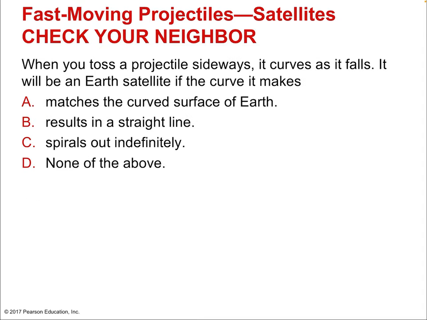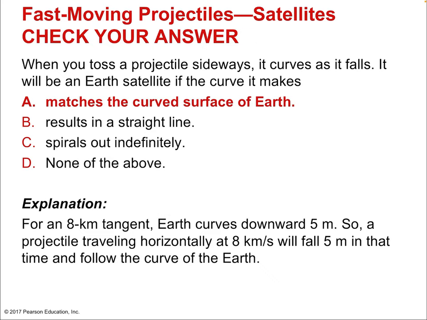When you toss a projectile sideways, it curves as it falls. It will be an Earth satellite if the curve it makes matches the curved surface of Earth, results in a straight line, spirals out indefinitely, or none of the above. Well, I think you probably all know this one: matches the curved surface of the Earth. That is the condition to make a satellite.